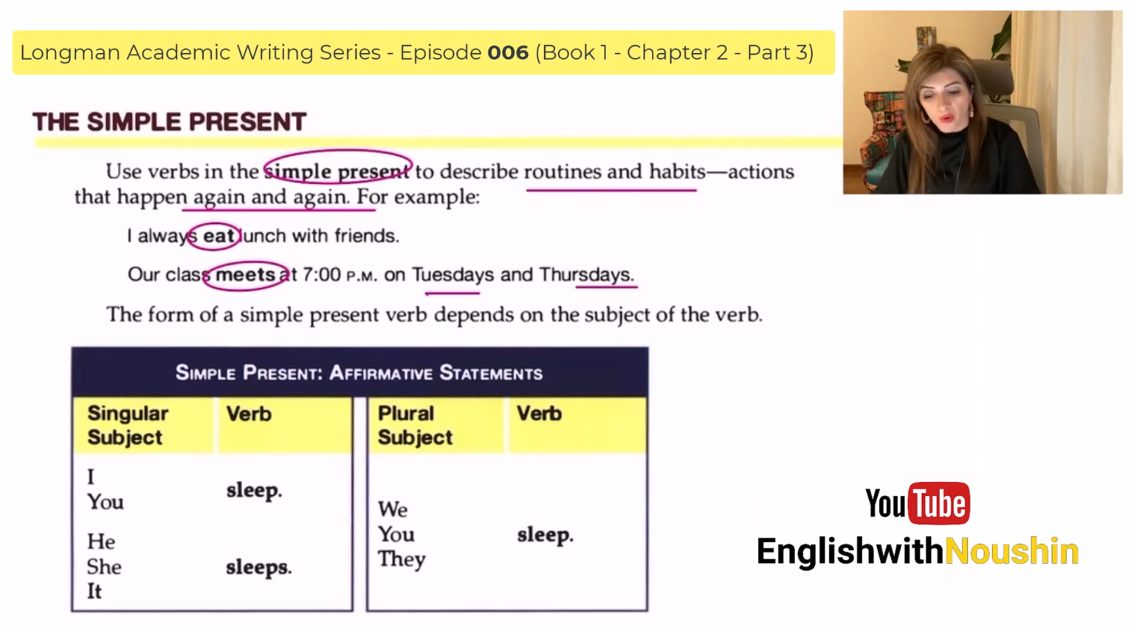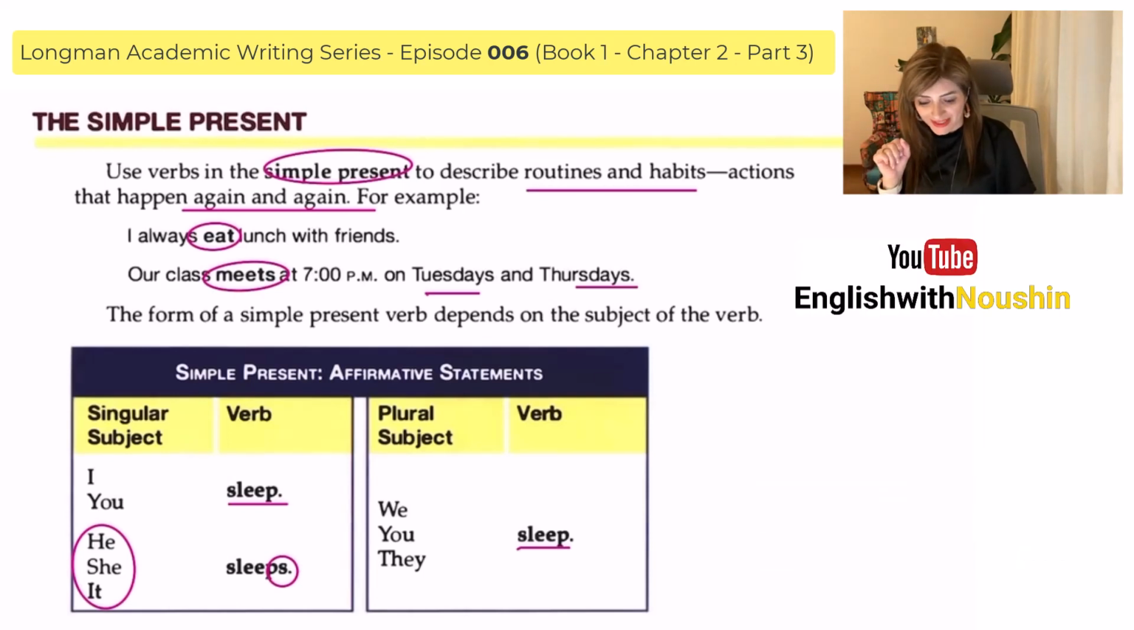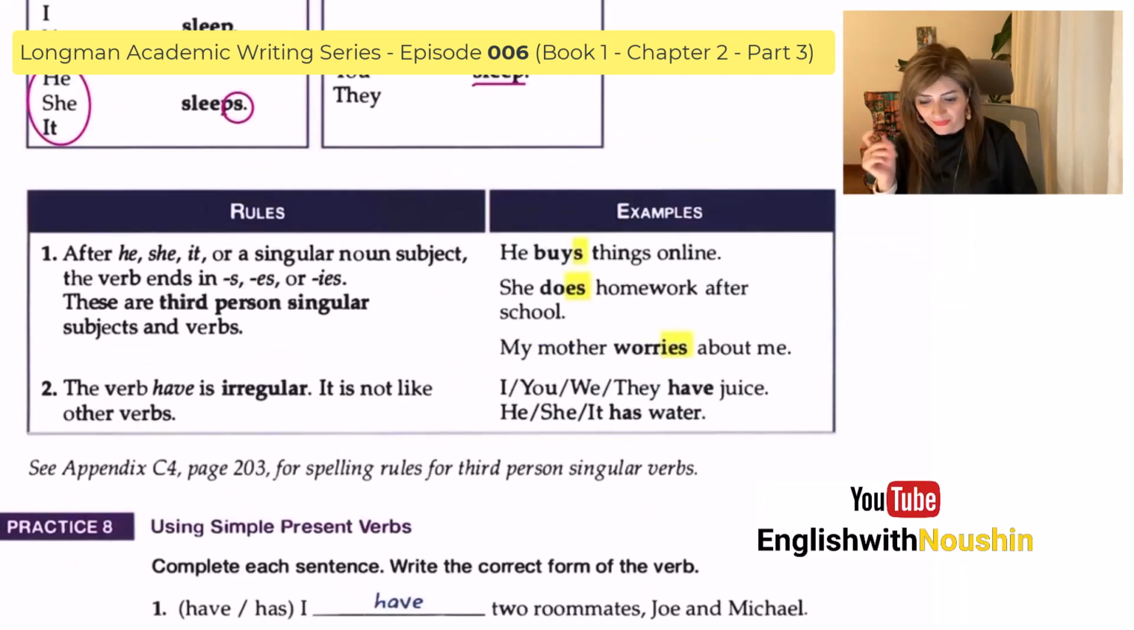Super easy. When we want to make a positive sentence, we just have the base of the verb, like sleep, for I and you, and for we and they. The only difference is when you are talking about he, she, or it, in this case, you add S to the verb. Voila. Super easy.